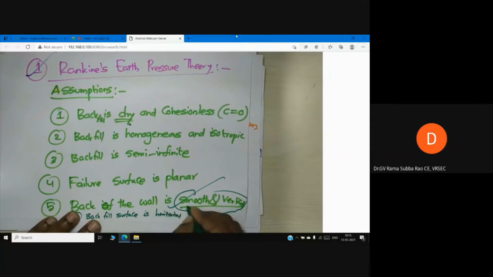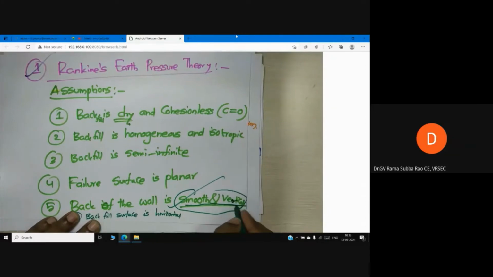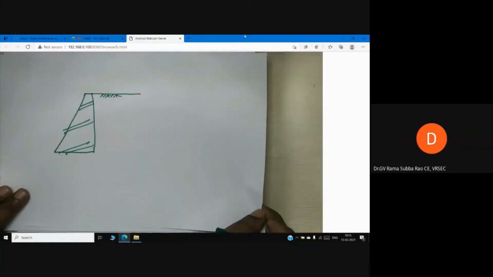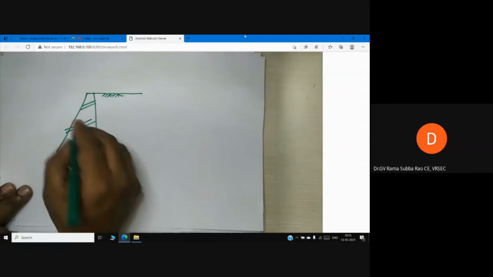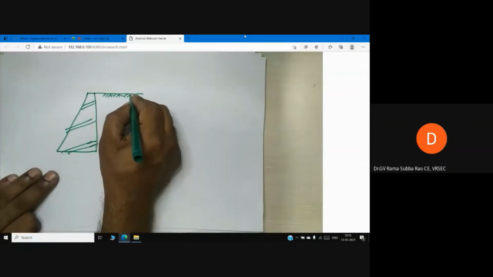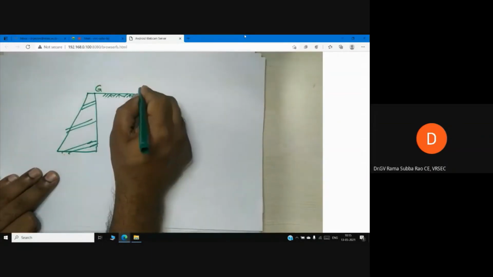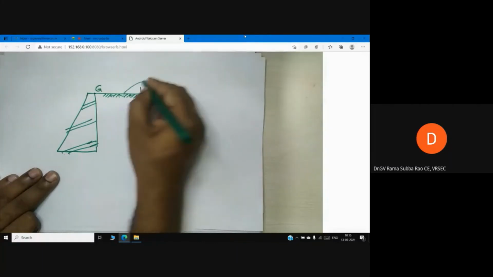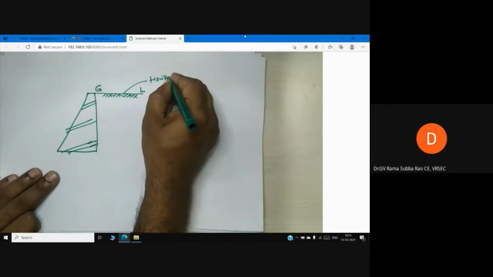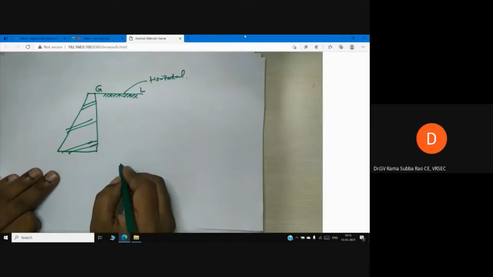But you don't forget this. Please remember, if you forget my name also, I don't worry, but don't forget this point: back of the wall is smooth and vertical. Now let us write. So you see here, this is a retaining wall. The backfill level, the ground level, is absolutely horizontal. So this is the assumption or limitation.